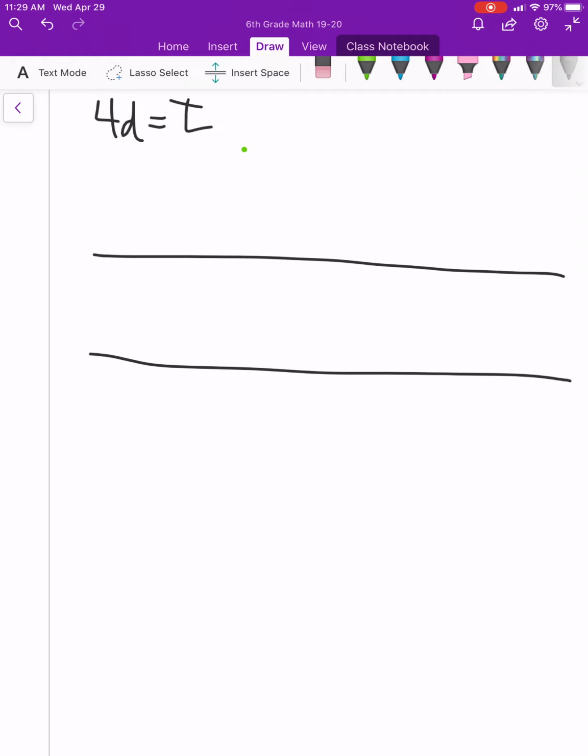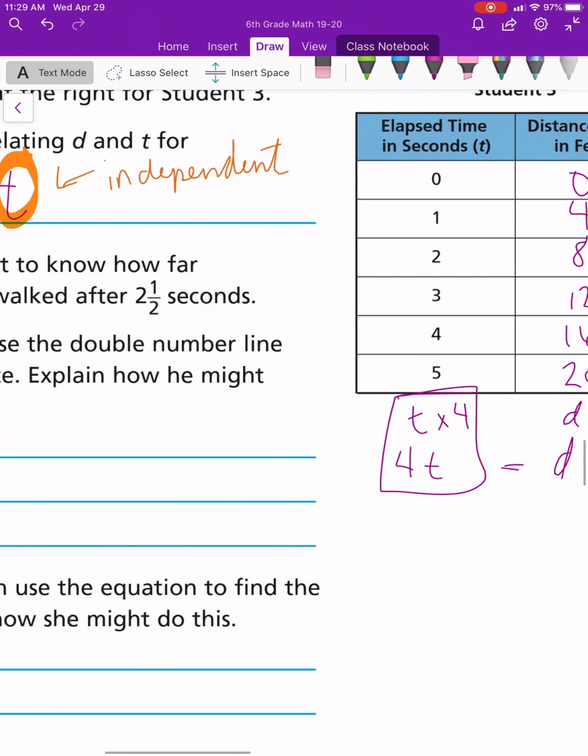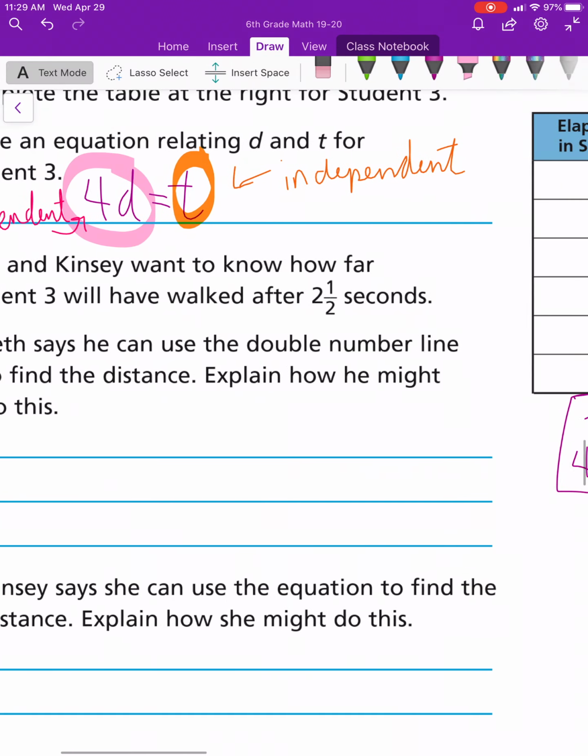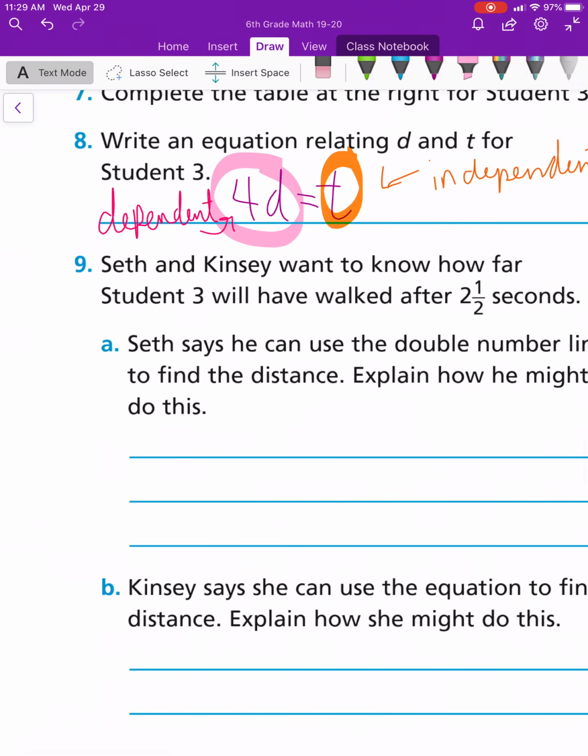So I know that for every second, I'm going 4 times the distance, right? Oops, I'm sorry. I did that all wrong. Let me re-explain that. D is equal to 4t. So for every second, let me make sure I wrote this correctly. Yeah, I did that. Nope. Did not do that correctly. I'm sorry, guys. I mixed something up here.